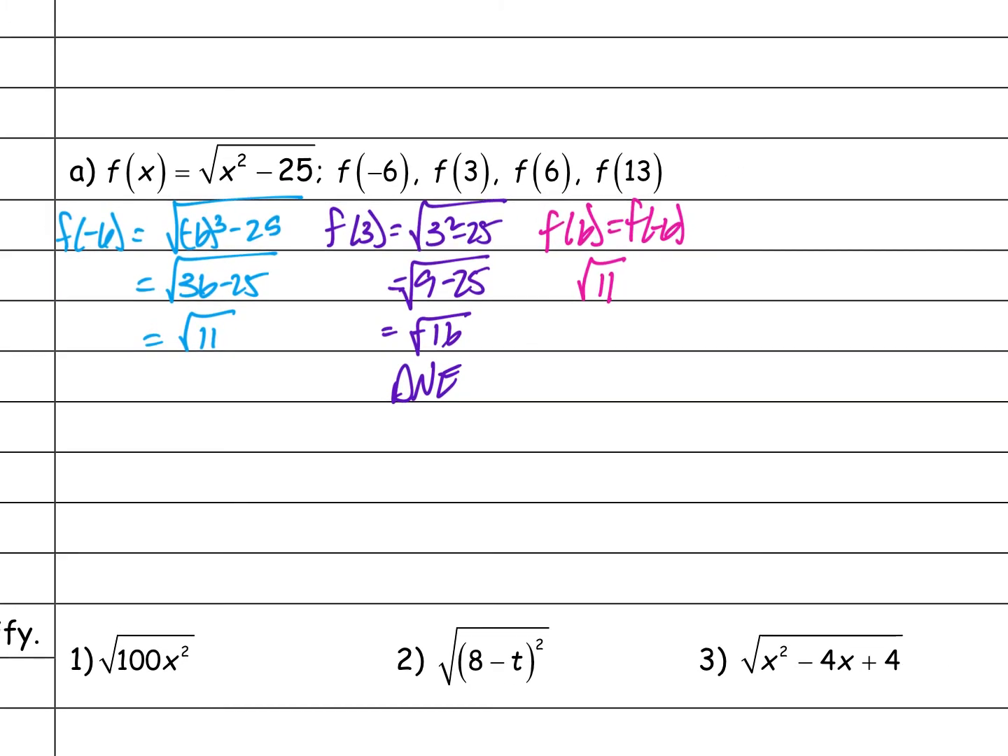And then f of 13 squared minus 25. 169 minus 25. Square root of 144. Is that right? 12? Woo.